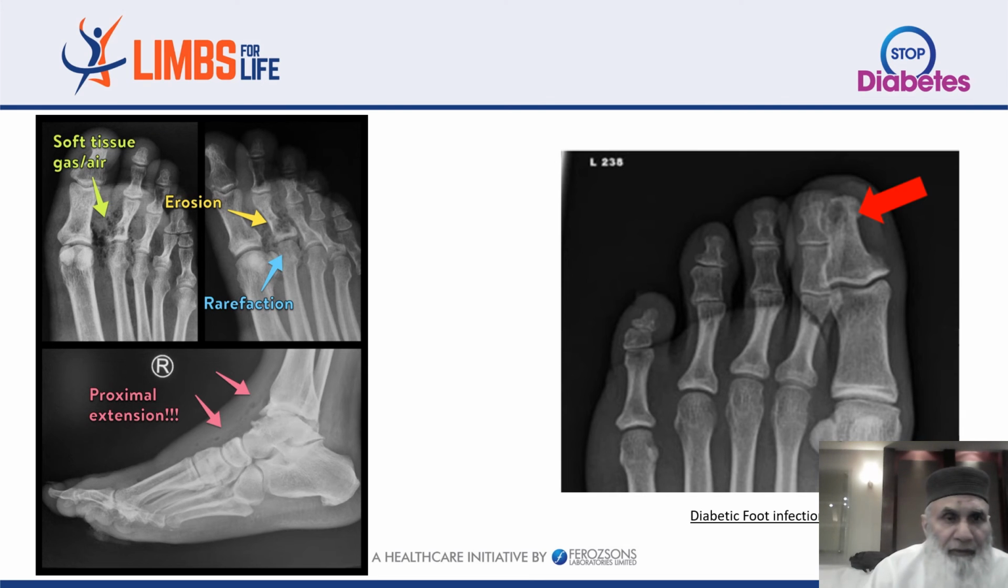So sometimes you can see gas in the gas-forming organism infection, which can give rise to gas gangrene, and you can see the gas in the soft tissue also.